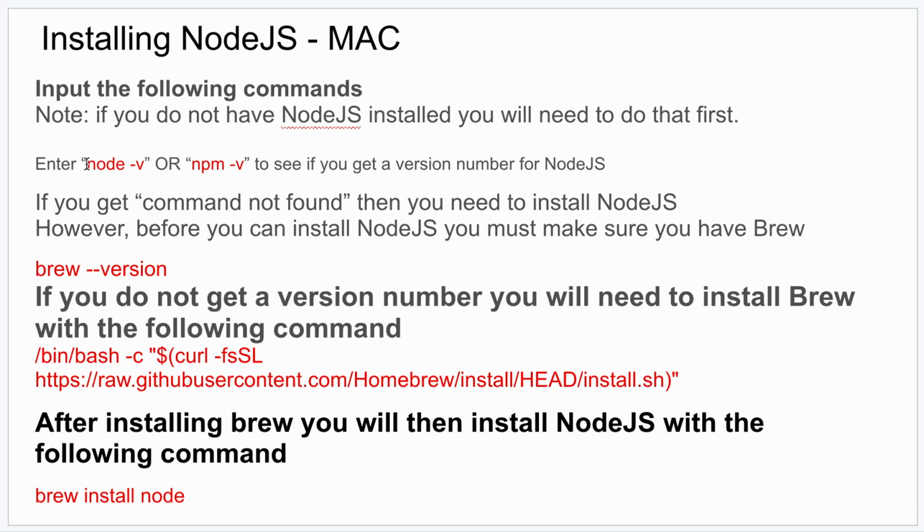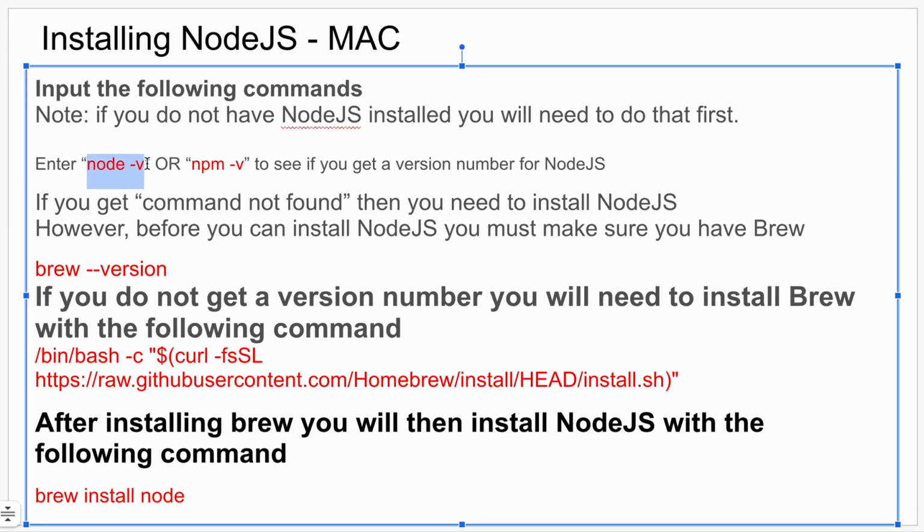First, you need to see if you have Node.js already on your computer. You can just put in node -v and you'll get a version number. If you don't, you'll get command not found. And at that point, you'll need to install it using brew. This command right here, brew install node.